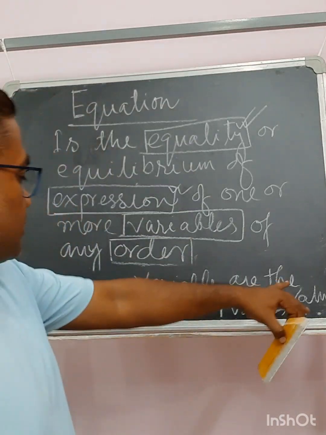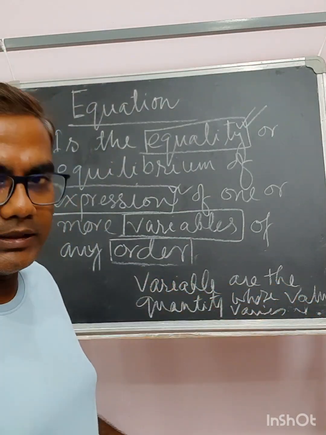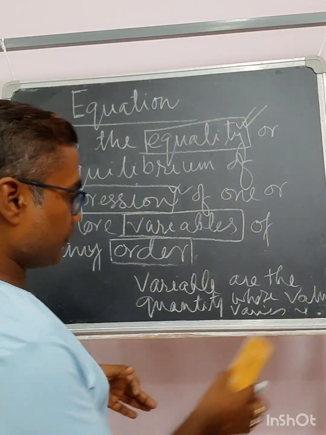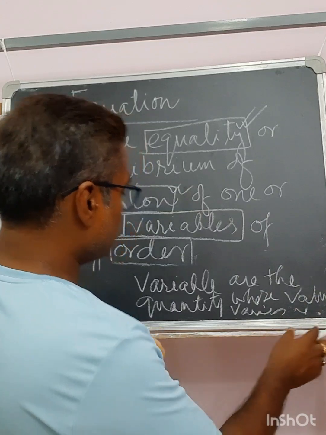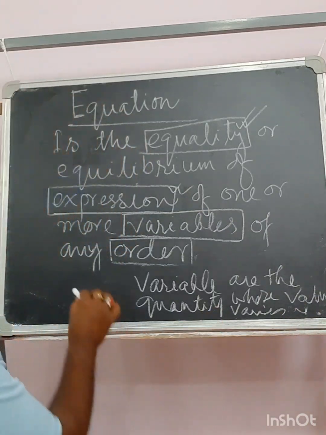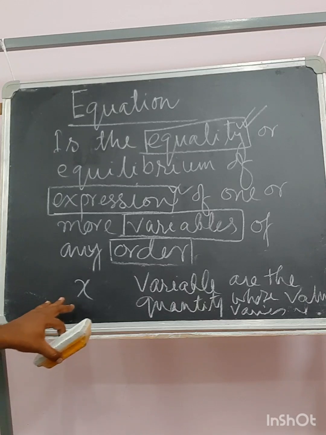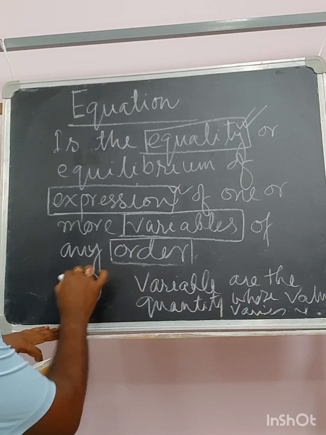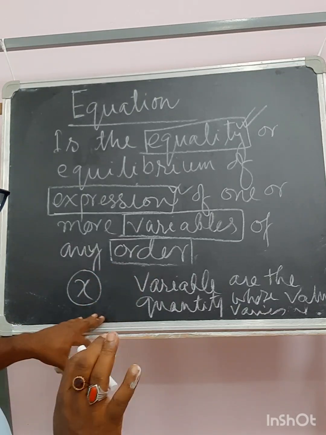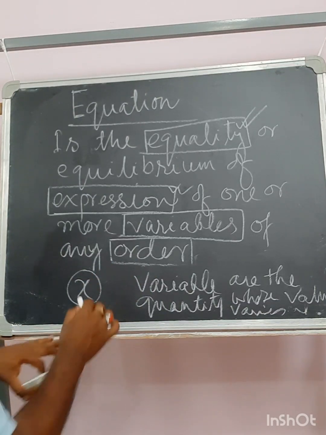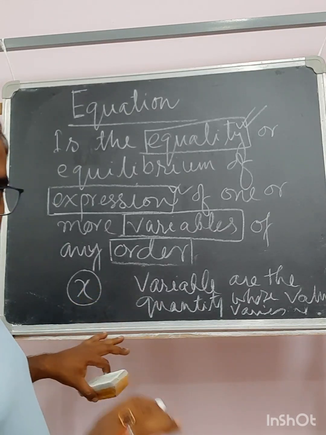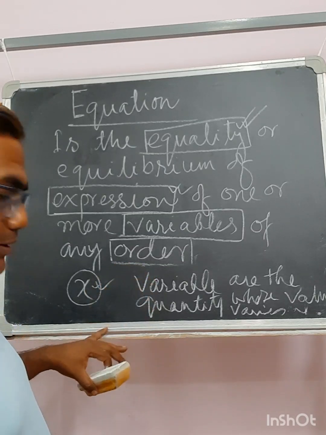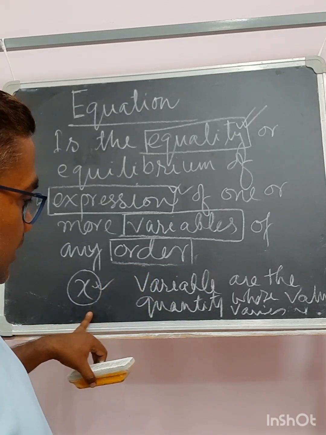So variables are the quantities whose values vary. That means if I say x, you won't be able to understand what x is. This is a common expression of any physical quantity where I will not depict its value, it could be anything, then this is called a variable.